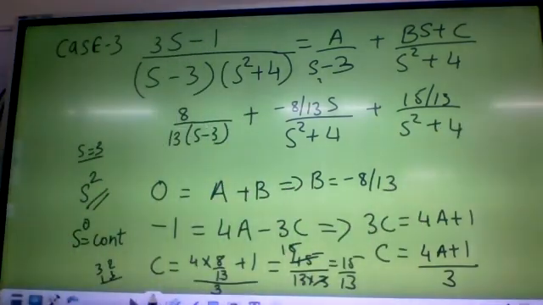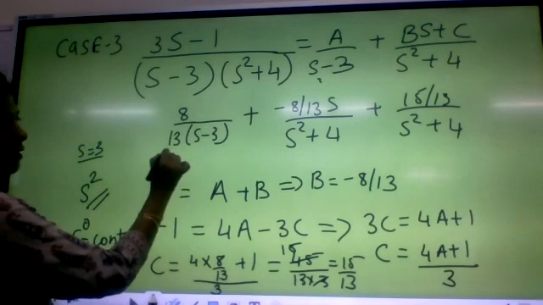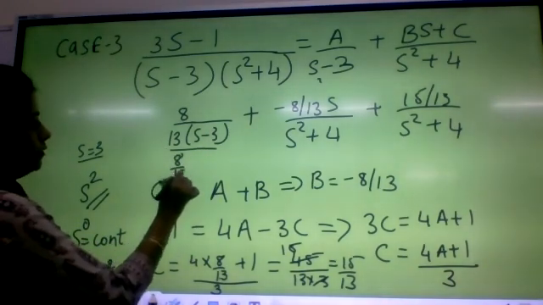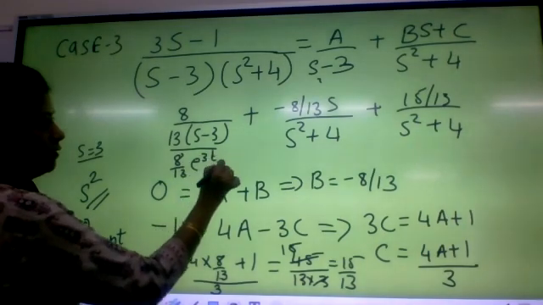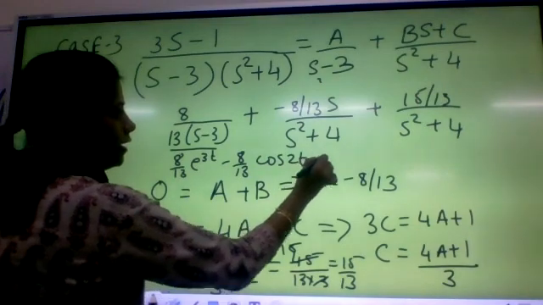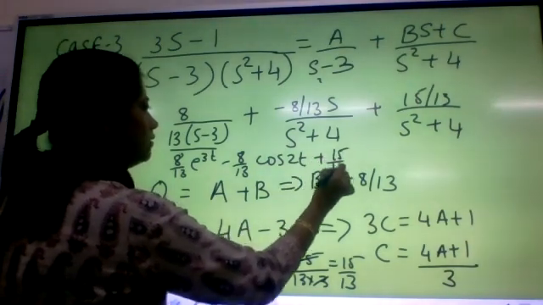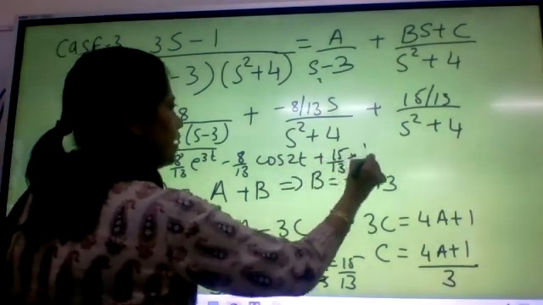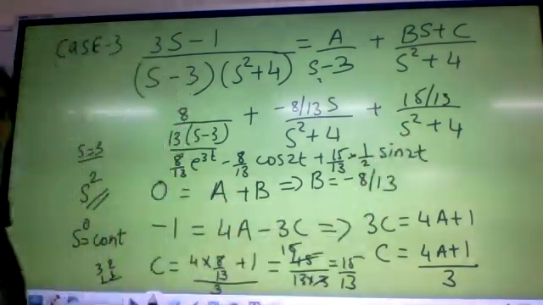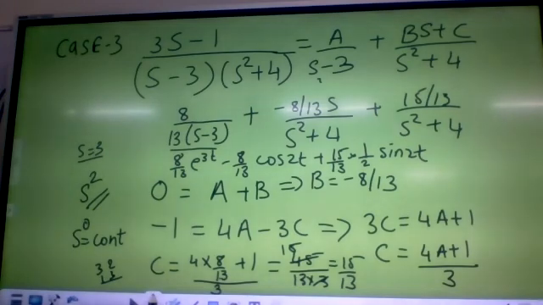Now if I take the Laplace inverse, this is e to the power 3t. Okay. So 8 by 13 e to the power 3t minus 8 by 13 cos 2t and plus 15 by 13 into 1 by 2 sin 2t. That is the answer. So this is how we solve the questions which involve the partial fraction.